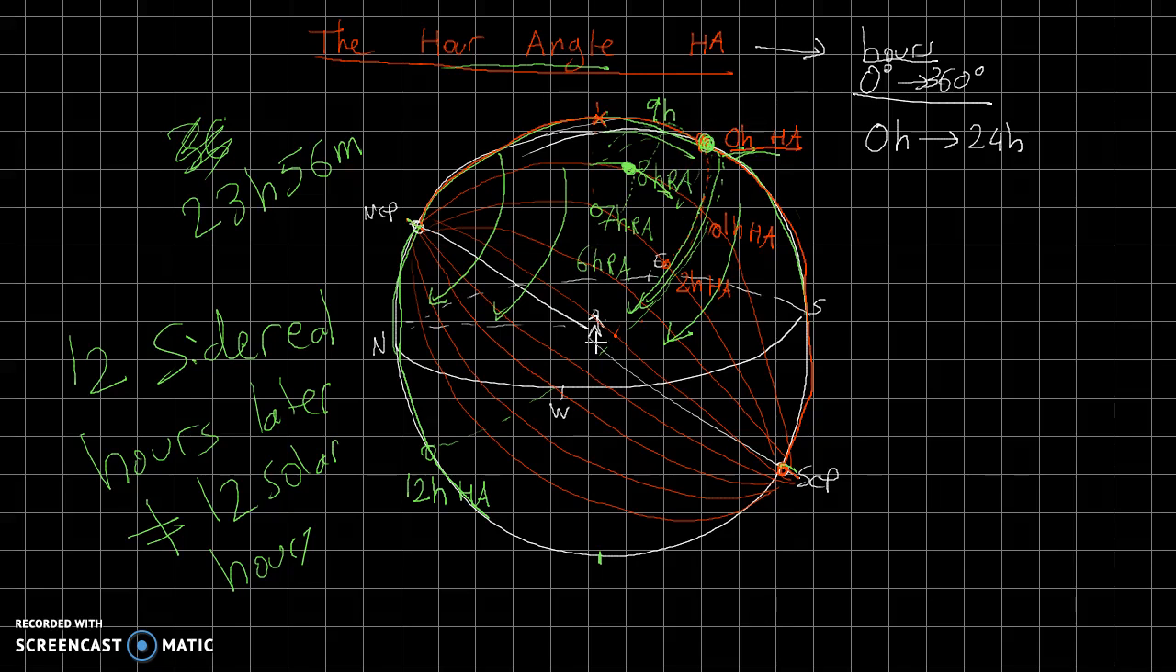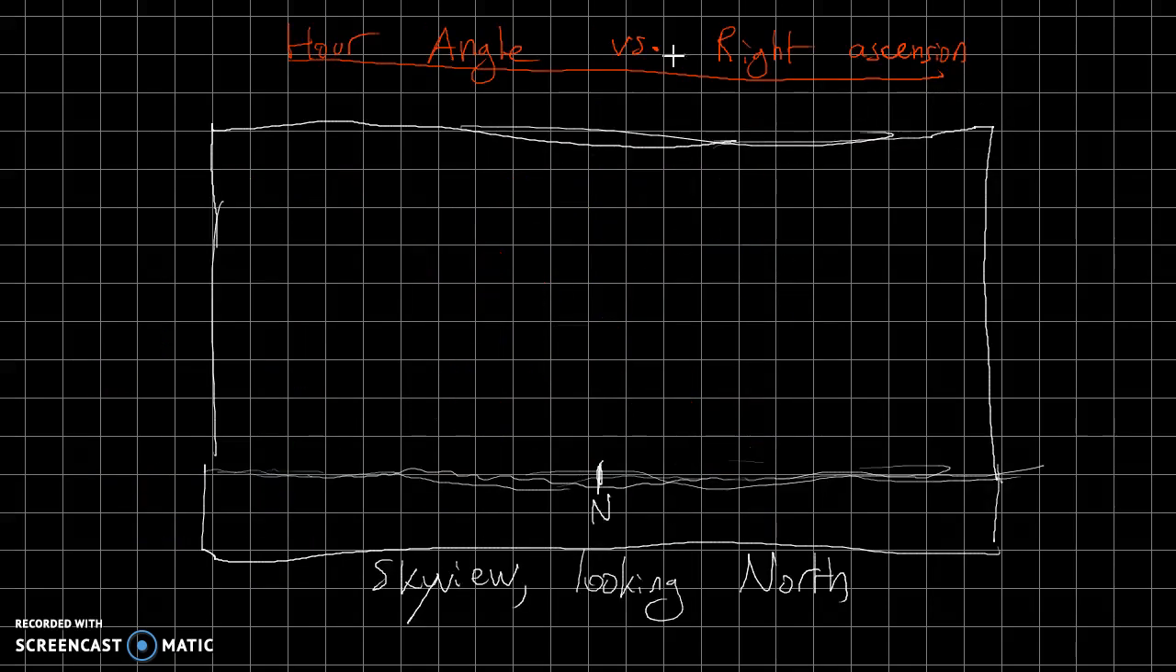So these hour angles separate the sky in 24 segments, and a star would move from 1 hour angle to the next in 1 sidereal hour. So it's a little bit less than an actual hour in your clock, because sidereal time is a bit shorter than solar time. So let's see what is the difference between the hour angle and the right ascension using Skyview looking north.